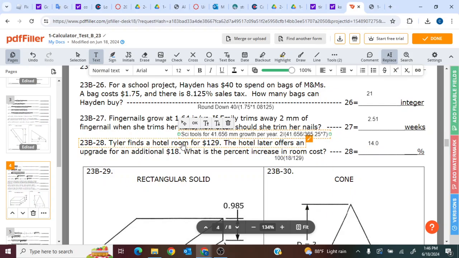28. Tyler finds a hotel room for that much. The hotel later offers an upgrade for an additional $18. What is the percent increase? Well, percent increase is new minus original, and new minus original is just going to be the upgraded $18, and then you have to divide by original. So you have to divide by 129 and multiply it by 100 to turn it into a percent.